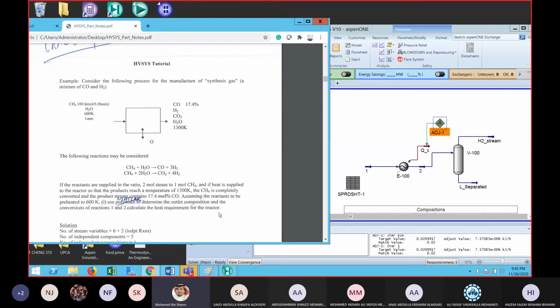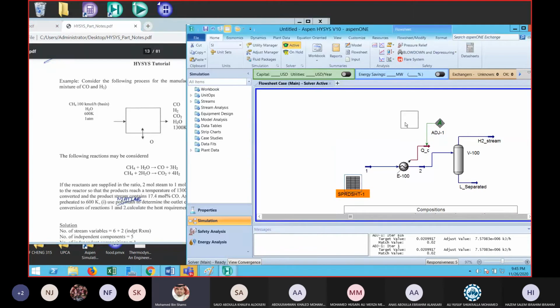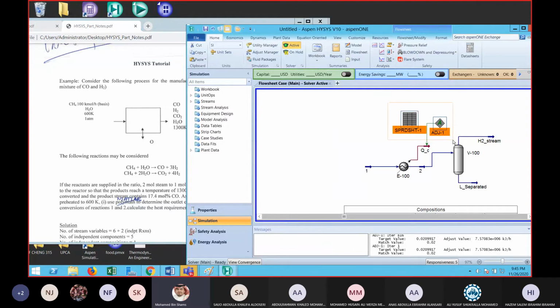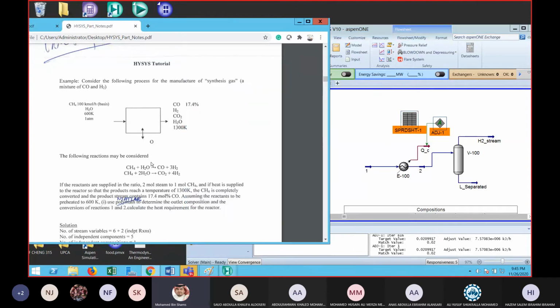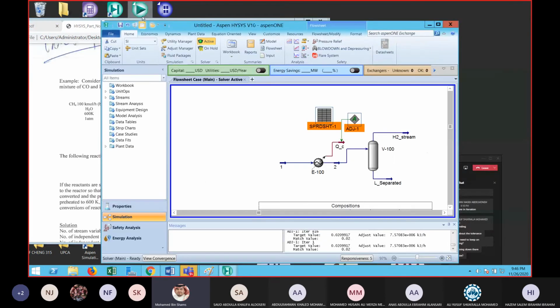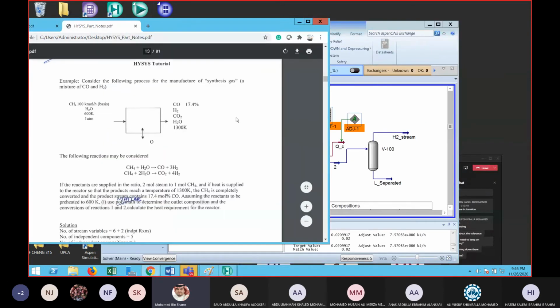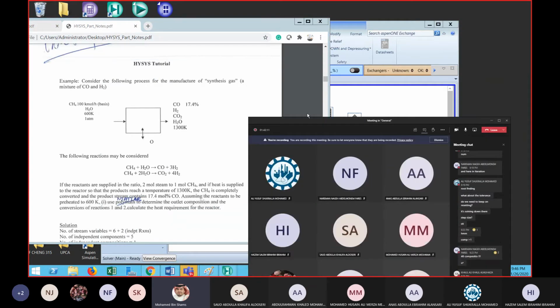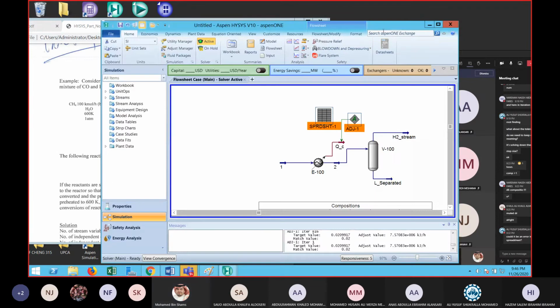Can anyone tell me how I can combine Adjust and a spreadsheet in order to solve this problem if the conversion of methane in the first and the second reaction are not given to us? Anyone can tell me how can I do that?